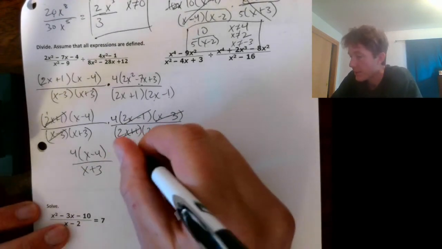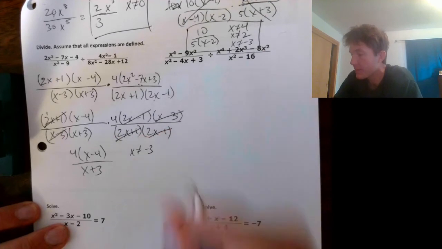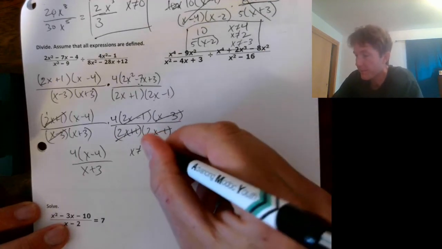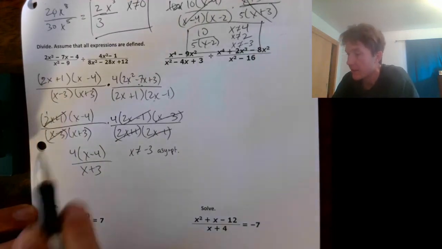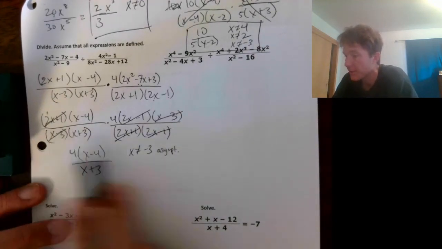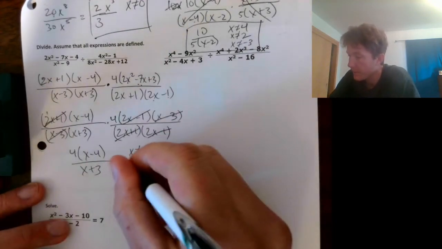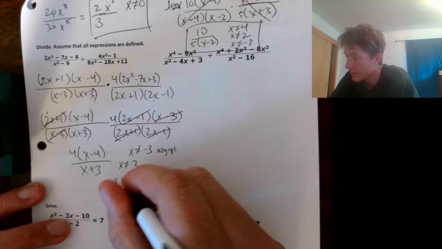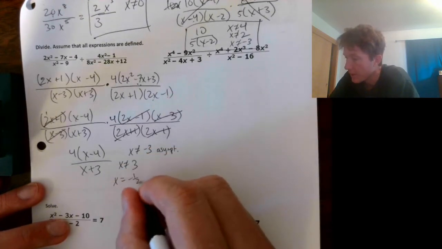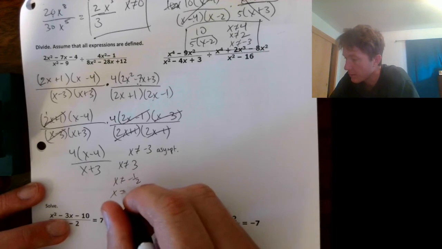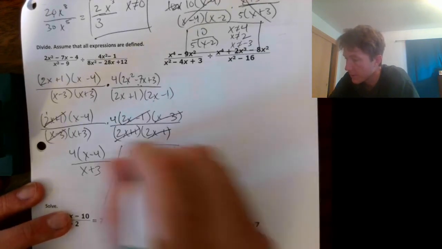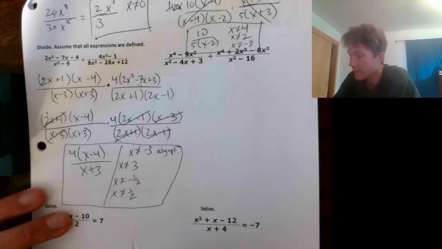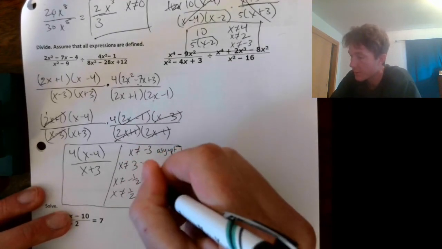I have an asymptote at x equals -3, so x cannot equal -3. That's an asymptote. And then x can't equal all the rest of these things. So x can't equal 3, x can't equal -1/2, x can't equal +1/2. This whole thing is your answer. These are all holes.